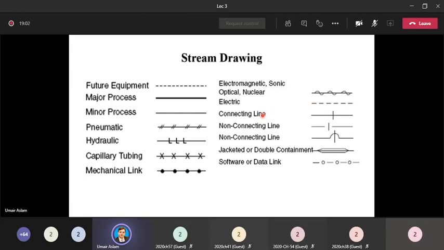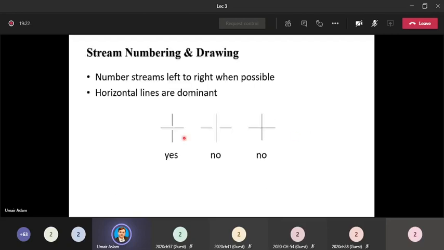If we have connecting lines, crossing lines, so according to this convention, they follow this string line. If we have non-connecting lines, so this convention follows these two string lines. Earlier I told you, like in this slide, the solid lines will remain solid, horizontal line will remain solid, and vertical lines will be discontinuous.